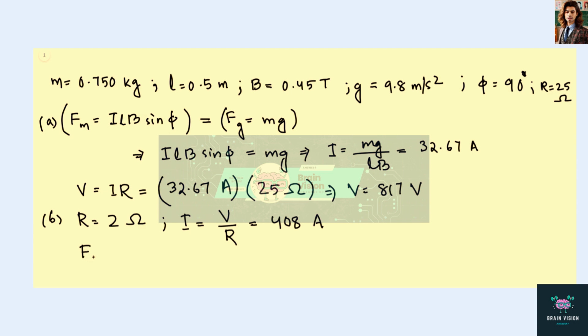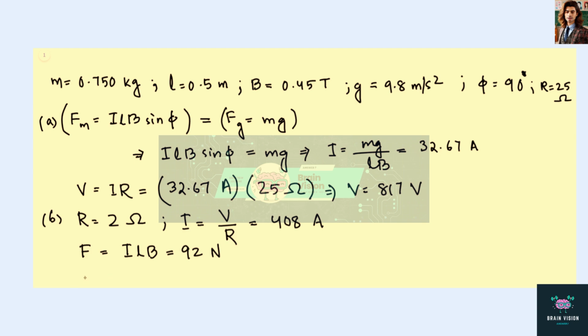From here we can find the magnetic force now. Let's just call it force. This will be equal to ILB. Again here sine phi is 1 because phi is 90 degrees, and we calculate the force to be equal to 92 newtons.